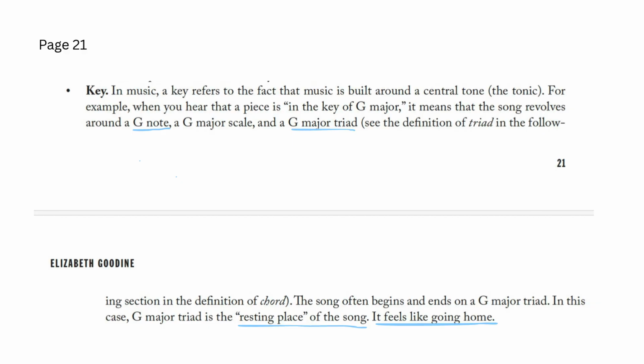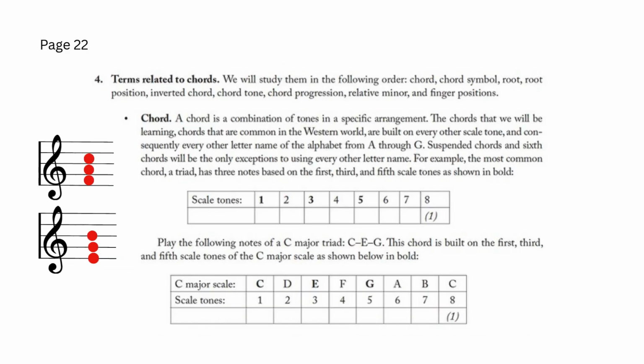Page 22. Terms related to chords. You can read that first sentence. It's just the order that I present these terms. Let's go straight to chord. A chord is a combination of tones in a specific arrangement.